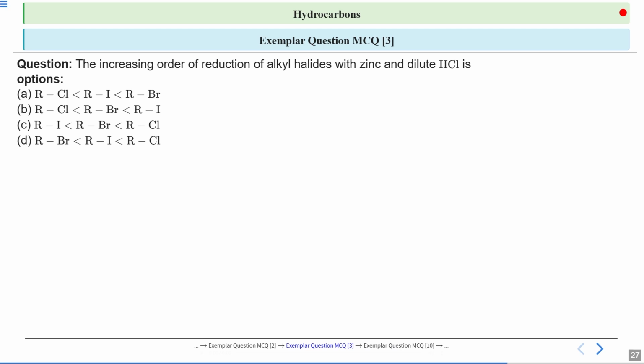Moving on to the next question. So next is example question 3. The question asks us for the increasing order of reduction of alkyl halides with zinc and dilute HCl. So you have to determine the correct option for the order.